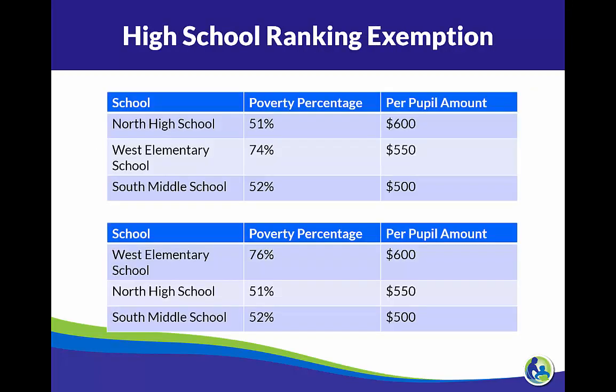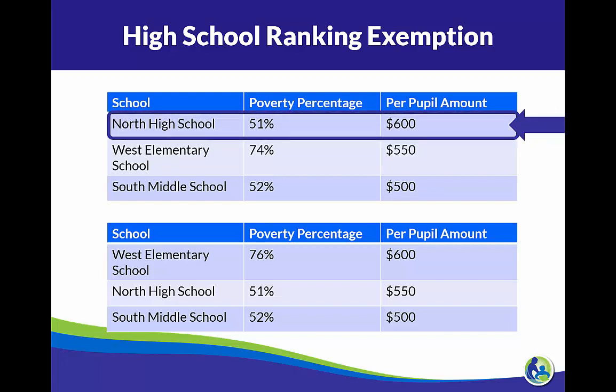One additional opportunity for flexibility is an LEA may choose to serve some eligible high schools outside of ranking order. If a high school has a poverty percent between 50 and 75%, it can be ranked higher than other schools below 75%. This flexibility means that a high school has the opportunity to have a lower poverty percent, but a higher per pupil amount than other schools.